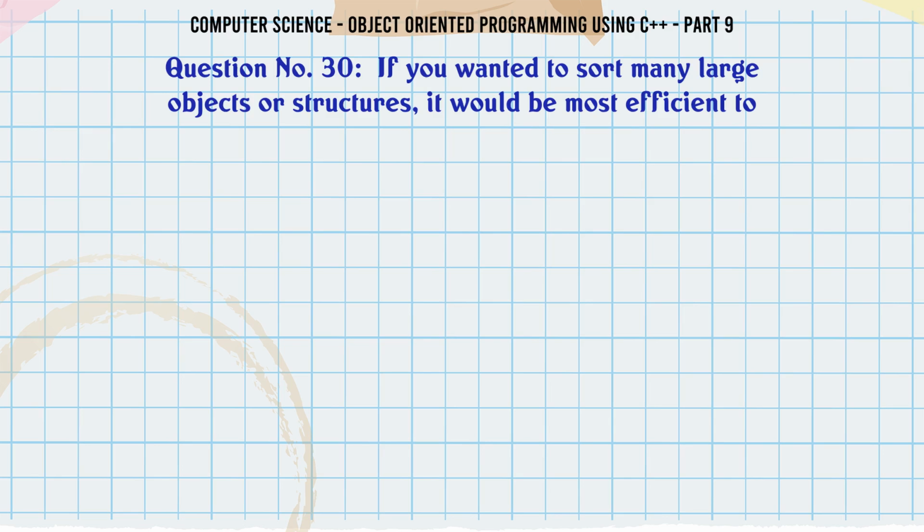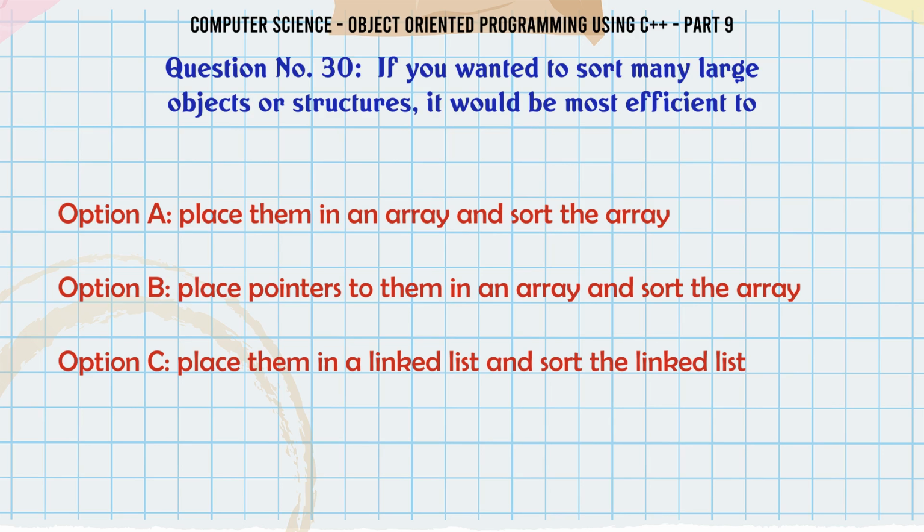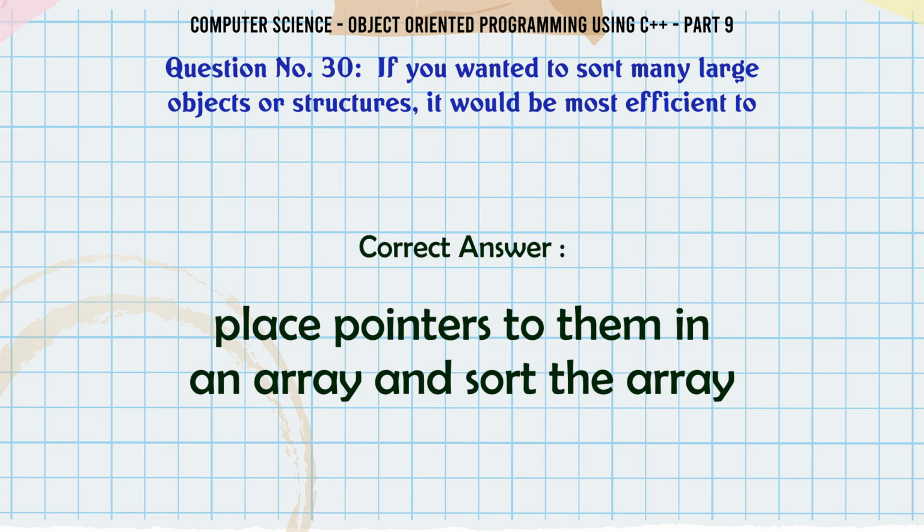If you wanted to sort many large objects or structures, it would be most efficient to: A. place them in an array and sort the array. B. place pointers to them in an array and sort the array. C. place them in a linked list and sort the linked list. D. place references to them in an array and sort the array. The correct answer is place pointers to them in an array and sort the array.